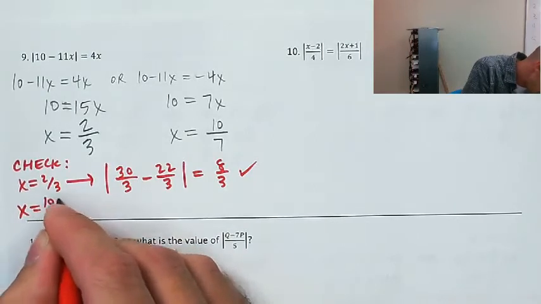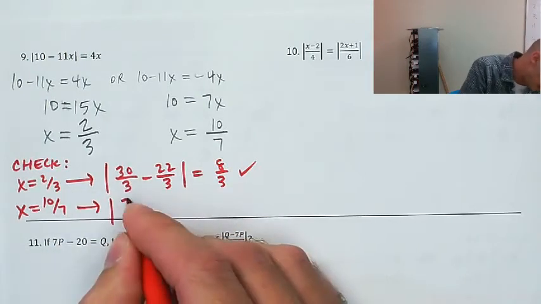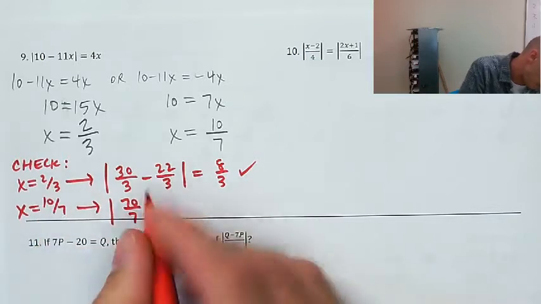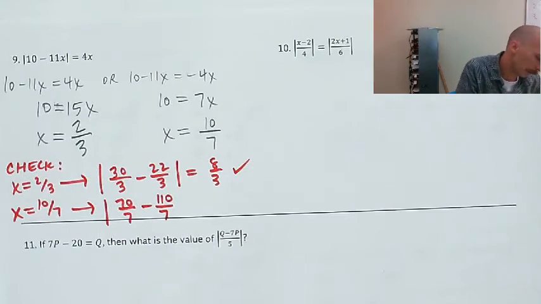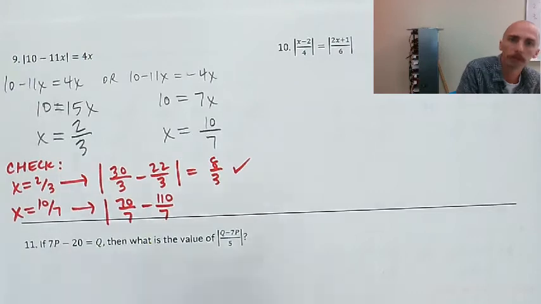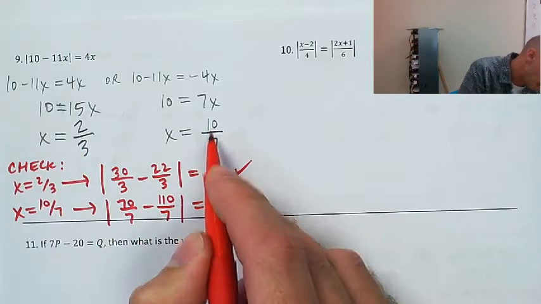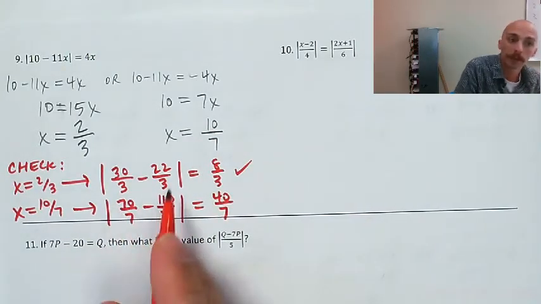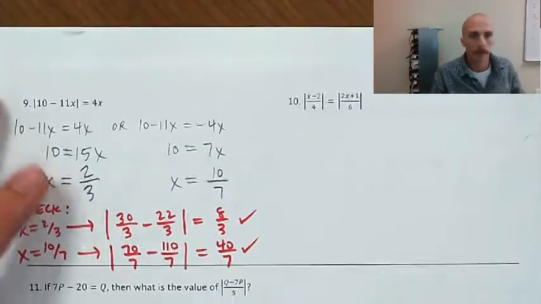And then when x is 10 over 7, really looking forward to that. 10 is 70 over 7. Minus 11x, so that would be 110 over 7. Let me make sure about that. 11x, 11 times 10 over 7 is 110 over 7. Yep, okay. Equals 4x, which would be 40 over 7. Oh, sure enough, negative 40 over 7. We take the absolute value of it, it becomes positive 40 over 7. Okay, good. All right, happy.